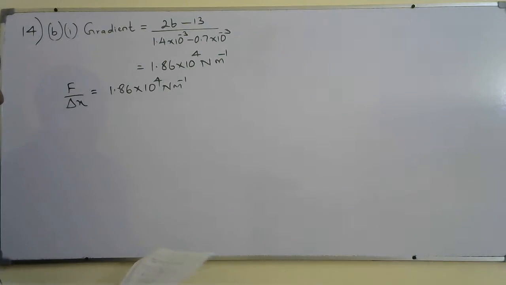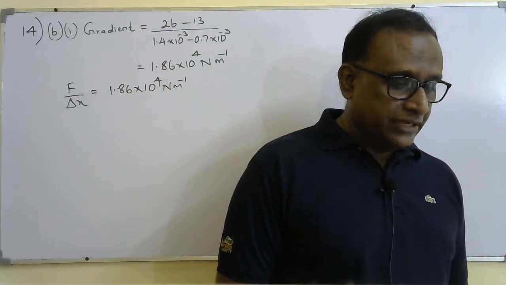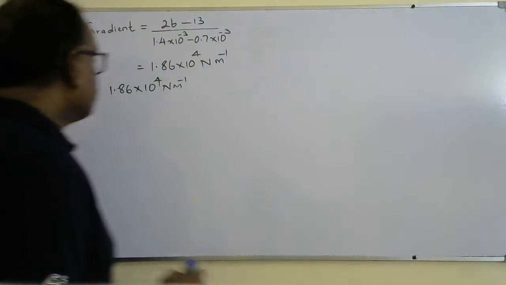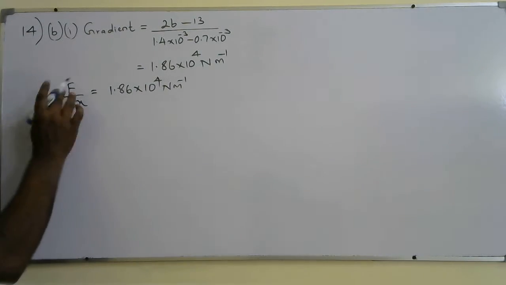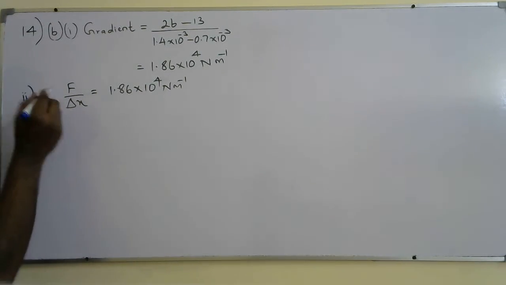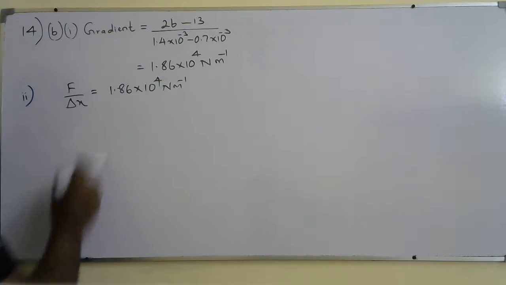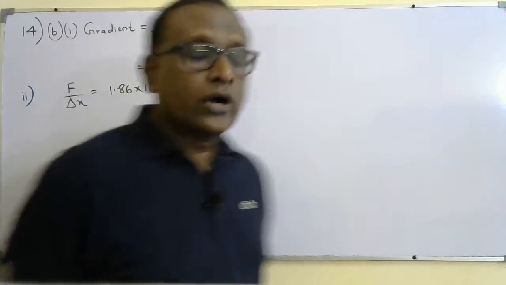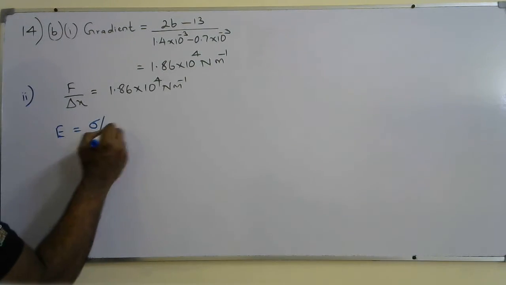Okay, second part: determine the Young modulus of the stainless steel using your value for the gradient. So I'm going to use that gradient here. Since the first part asked to find the gradient, I wrote the meaning of the gradient at the start of my second part. So we know that Young modulus equals tensile stress over tensile strain.